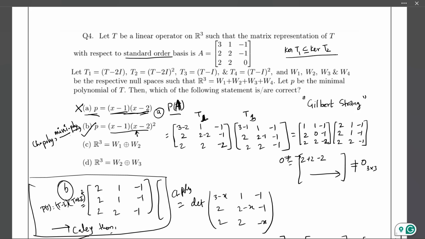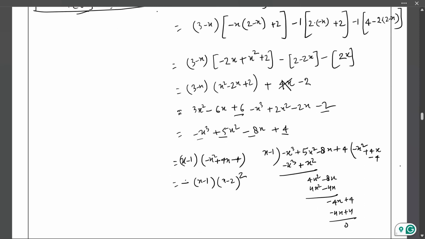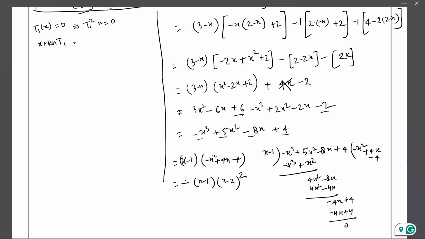Is this relation understood? No, sir. Please explain, sir. Okay, let me write it down here. We have very little page left, but we'll solve it here. Something which is annihilated by T1, let's say T1 of x is equal to 0, this will imply T1 squared of x is equal to 0, correct? So x belonging to kernel T1 will imply x belongs to kernel T1 squared, right?